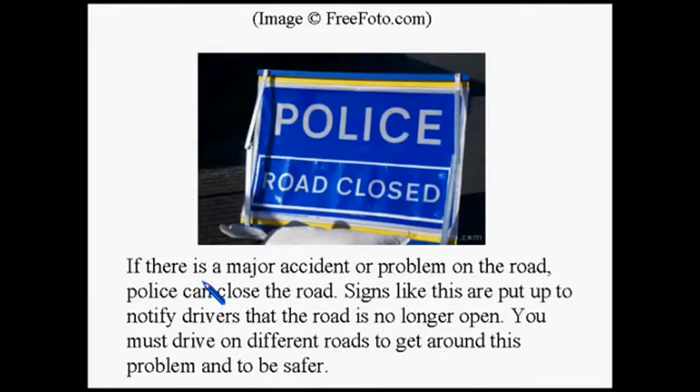If there is a major accident or problem on the road, police can close the road. Signs like this are put up to notify drivers that the road is no longer open. You must drive on different roads to get around this problem and to be safer.